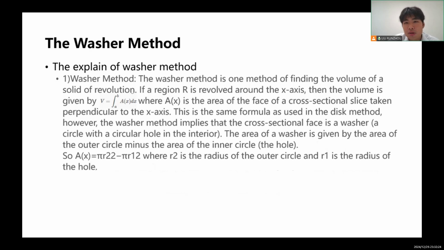This is the same formula as used in the disk method. However, the washer method implies that the cross-section face is a washer, a circle with a circular hole in the interior. The area of a washer is given by the area of the outer circle minus the area of the inner circle, the hole. So A(x) equals pi R2 squared minus pi R1 squared, where R2 is the radius of the outer circle and R1 is the radius of the hole.